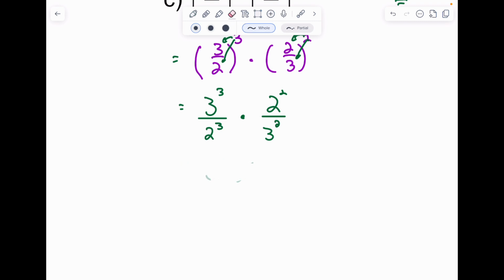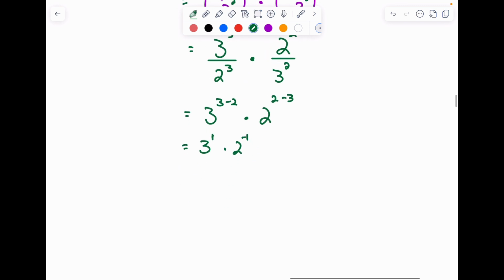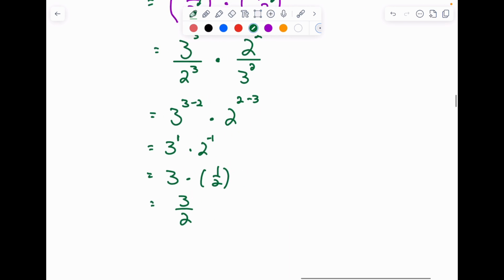Actually, you know what? That's going to confuse you. Let's not do that. So notice here you have similar bases, here and here. So technically these are all being divided. So we have 3 cubed being divided by this number right here. See, that's why you subtract 2 there. And then you have multiplying 2 to the 2, and you're dividing by this one. So that's minus 3. So you get 3 to the 1 times 2 to the minus 1, which is 3 times 1/2, or 3 over 2.